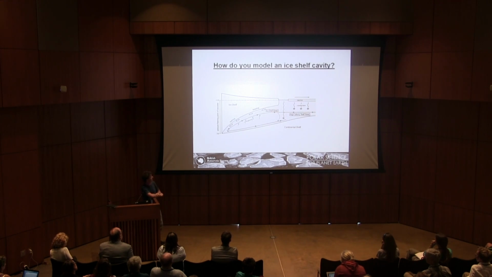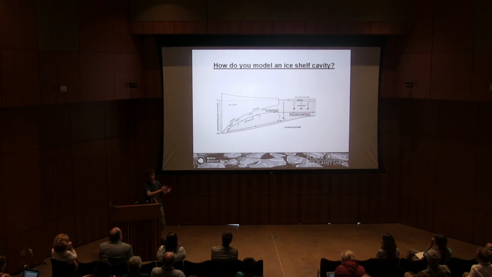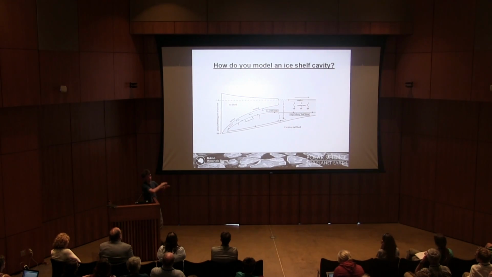Everyone's seen this kind of picture here. That's the fairly standard system that is used. You have an ocean model, you have an ice shelf model, and there's some coupling between the two: melting, freezing, changing of the boundaries of the ice shelf, all those kinds of feedback loops.